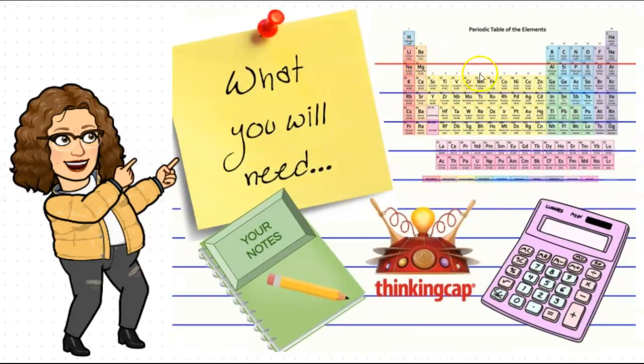Be sure you've got your periodic table of elements that has the chart of ions on the back. You're going to need your notes because you're going to want to copy down the examples, and your thinking cap. You shouldn't need a calculator today, but you will need the remaining items on this list. So be sure you've got those out ready to go before you continue on with this video.